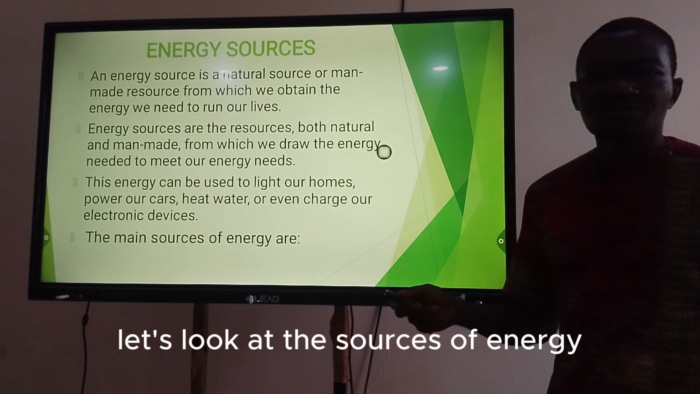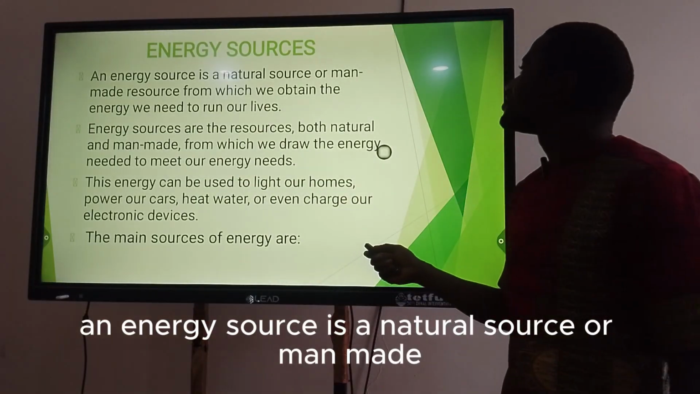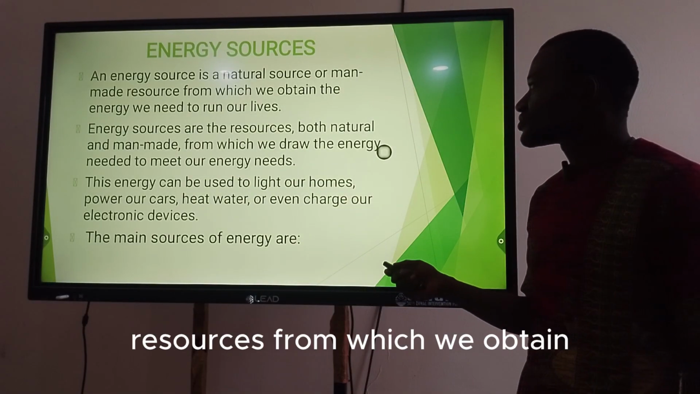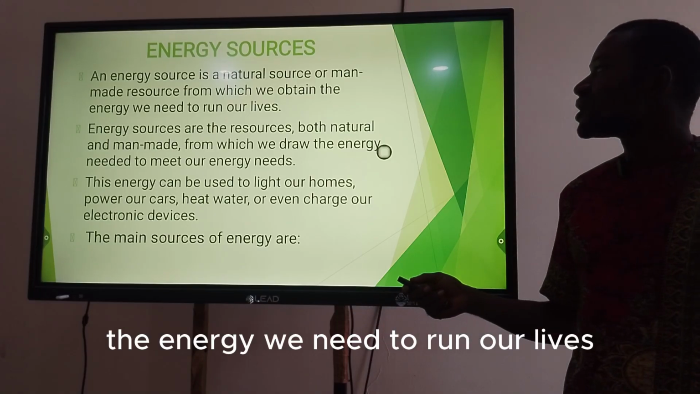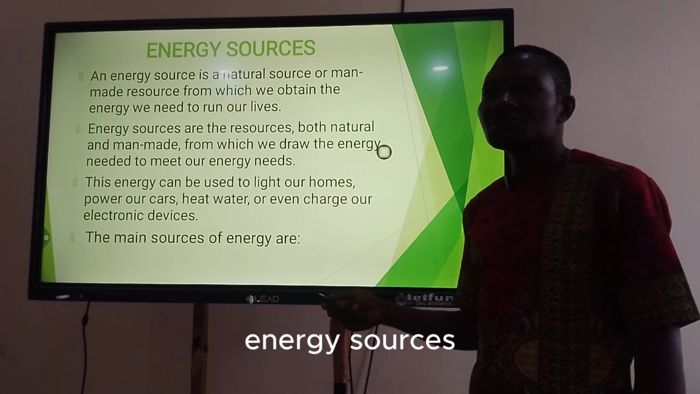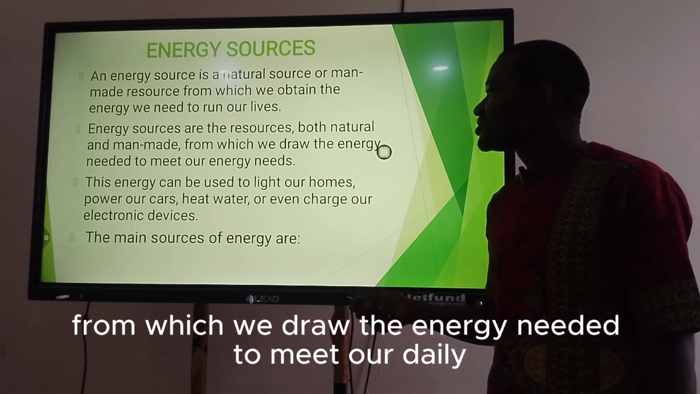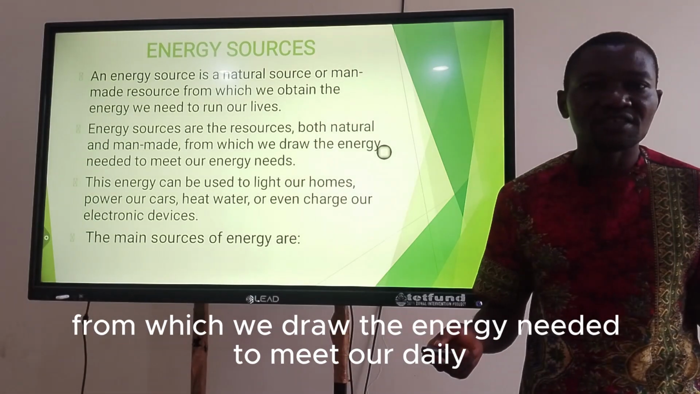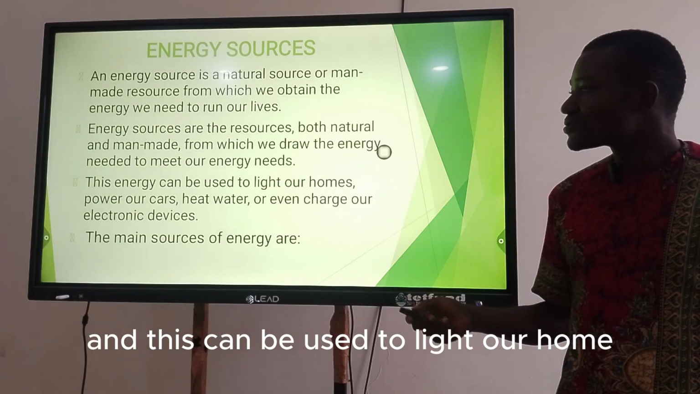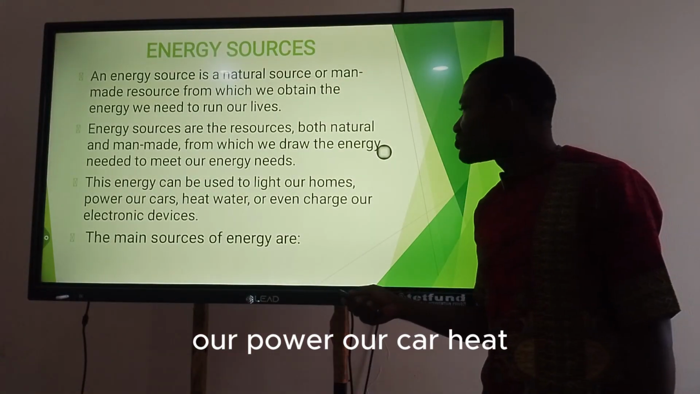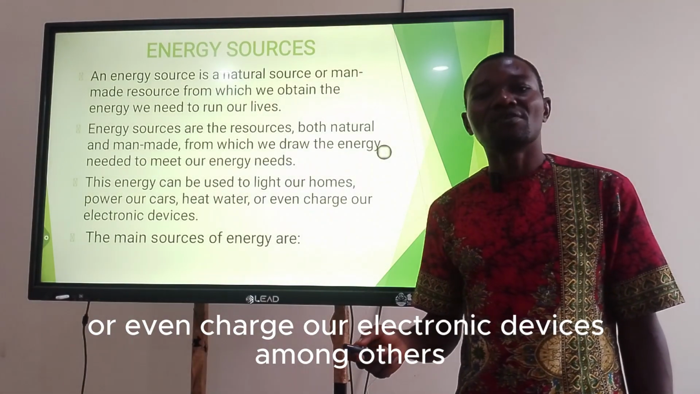Let's look at the sources of energy, what energy sources is all about. An energy source is a natural source or man-made resources from which we obtain the energy we need to run our lives. Energy sources are the resources, both natural and man-made, from which we draw the energy needed to meet our daily needs. And this can be used to light our home, power our car, heat water, or even charge our electronic devices, among others.